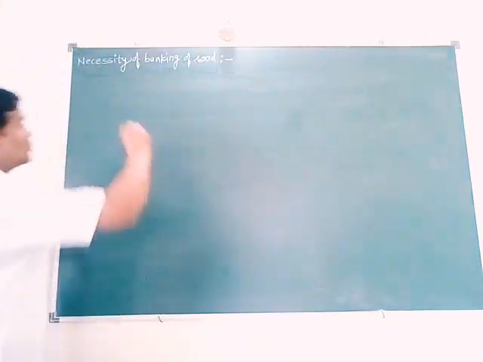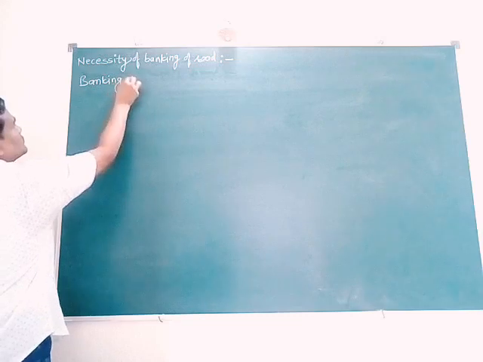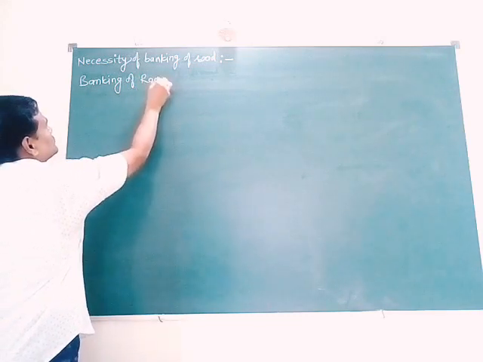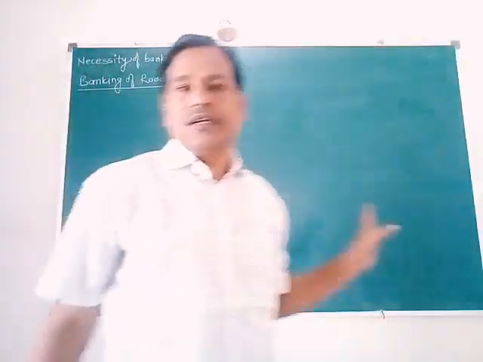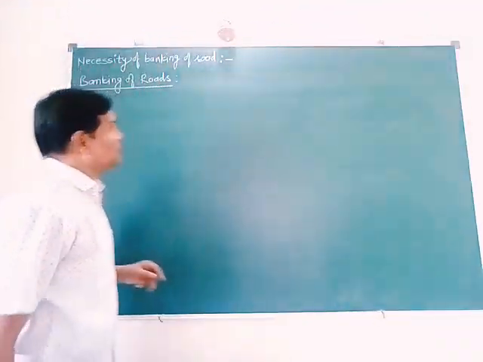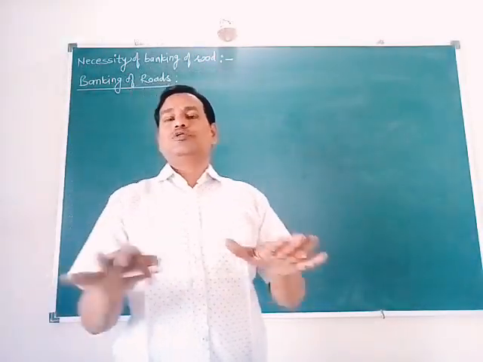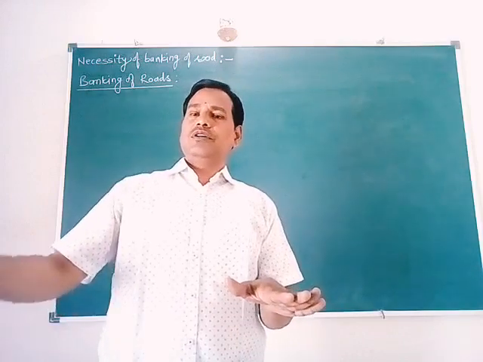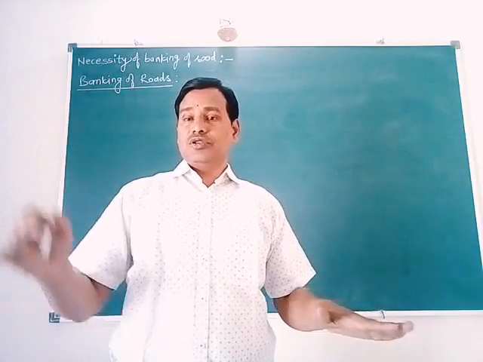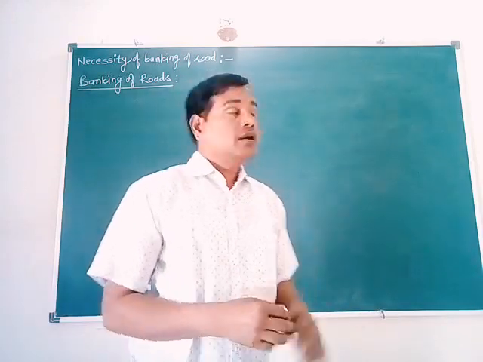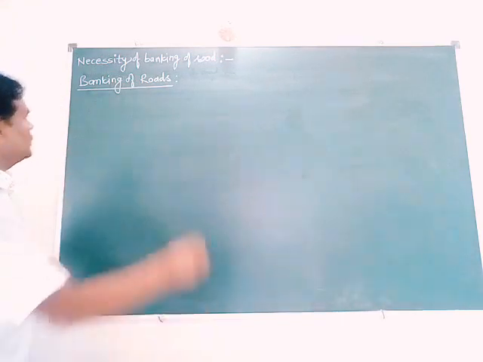So what is banking of road? Banking of roads is a very important article regarding circular motion. At the turn or curve, the surface of the road is arranged so that its outer edge is raised over the inner edge through a certain angle, and that arrangement is called banking of road.